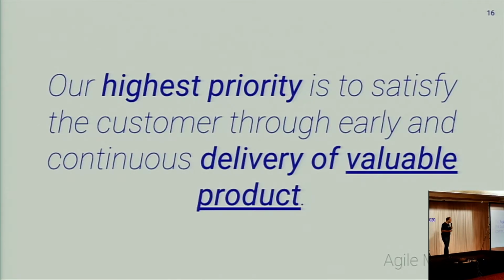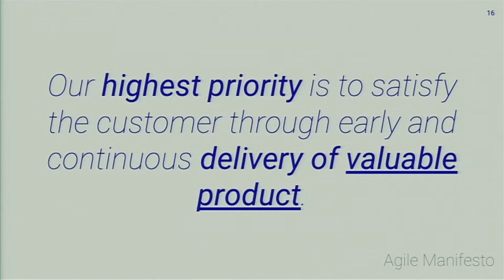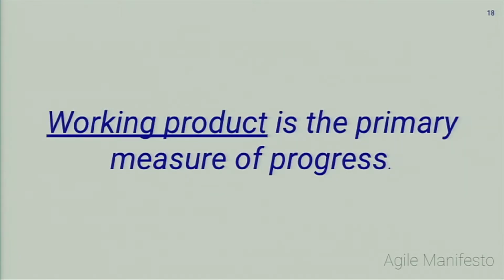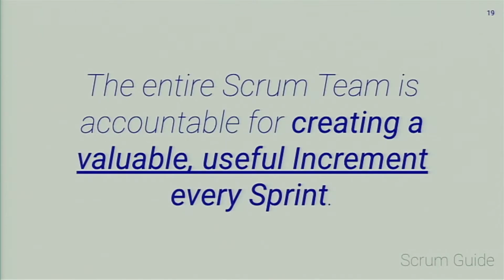So quoting from the real Agile Manifesto, our highest priority is to satisfy the customer through early and continuous delivery of valuable product. Again from the manifesto, deliver working product. Again, working product is the primary measure of progress. From the Scrum Guide, the Scrum team is accountable for creating a valuable, useful increment every sprint. Nowhere does it say in the manifesto, nowhere does it say in Scrum anything about prototyping.